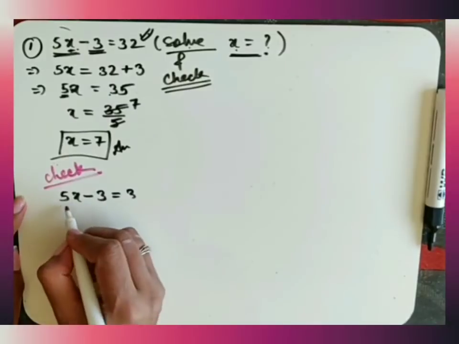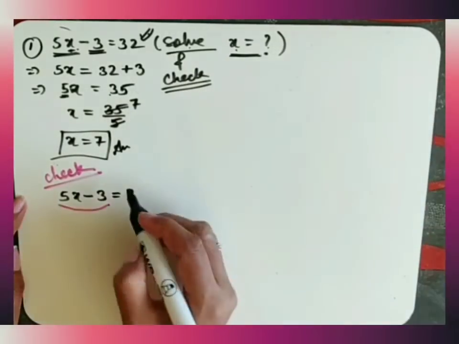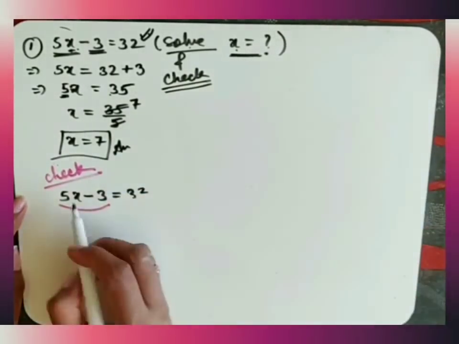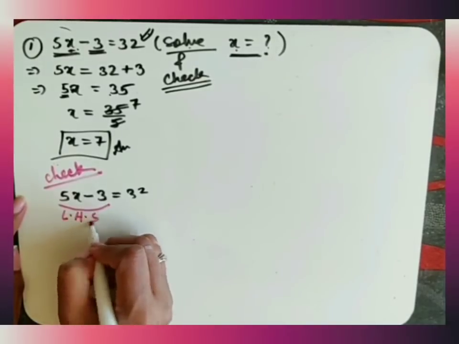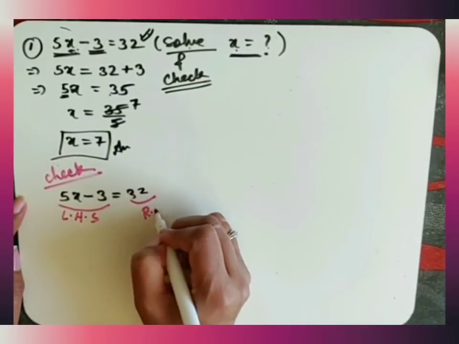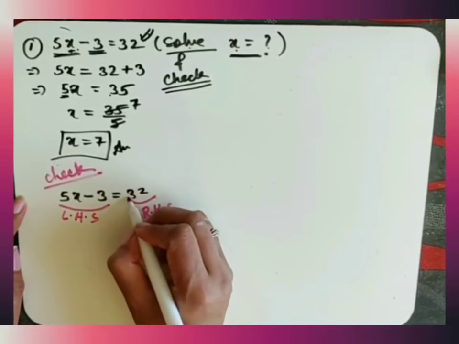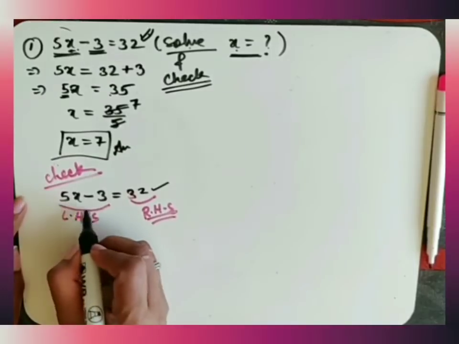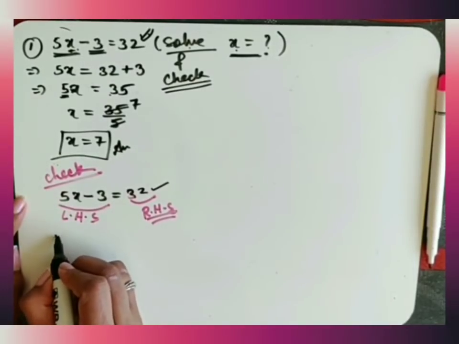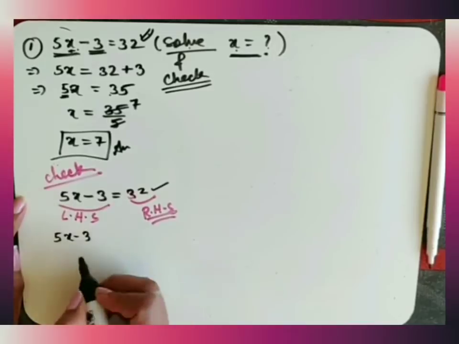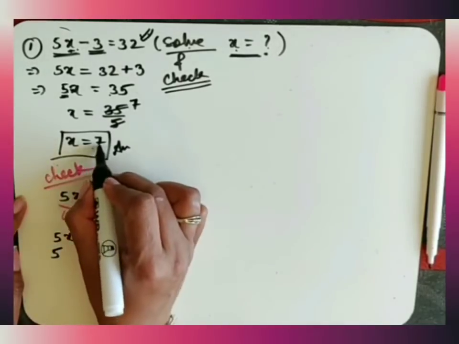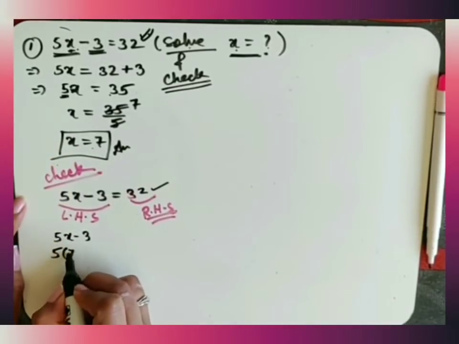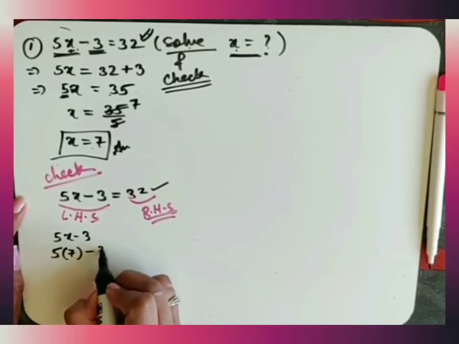So this is your left hand side, and this one is the right hand side. The right hand side is only the constant number 32, nothing to do in the right hand side. Let's take the left hand side, 5x minus 3. What is the value of x? Substitute in here. So the value of x is 7, minus 3.